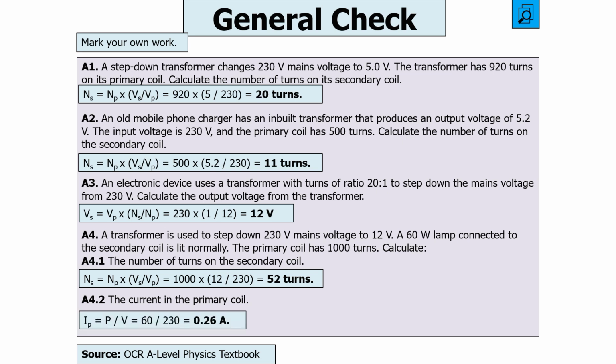And then finally, what's the current going to be? Well, current is equal to power over potential difference. It still works because it's the same principles of electricity. So you get out 0.26 amps.